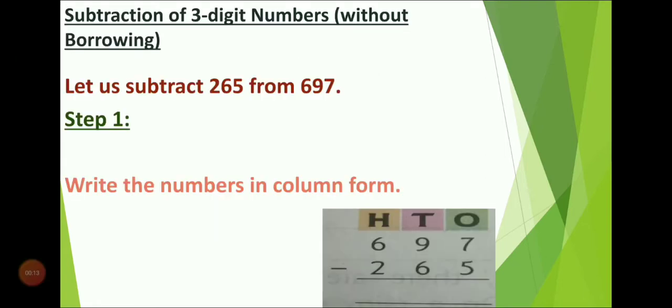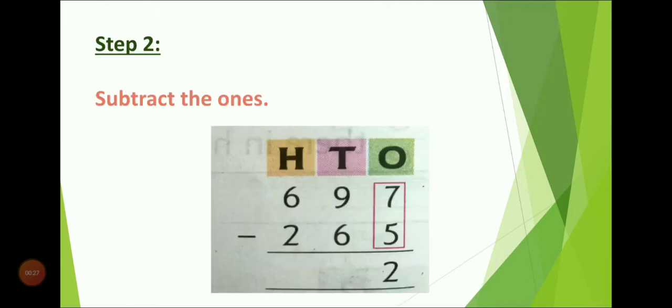Let us study how to subtract 3-digit numbers without borrowing. Let us subtract 265 from 697. First, we will write the given numbers in column form. Then, we will subtract the ones. It means we will subtract 5 ones from 7 ones. We will get 2 ones. We will write 2 under the ones column.